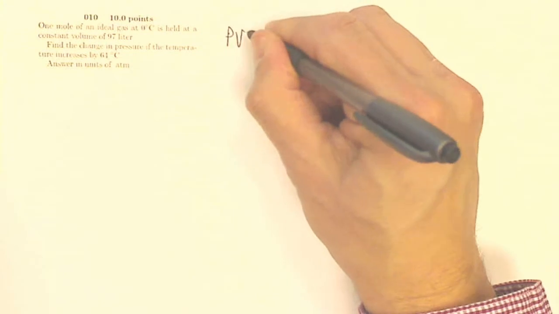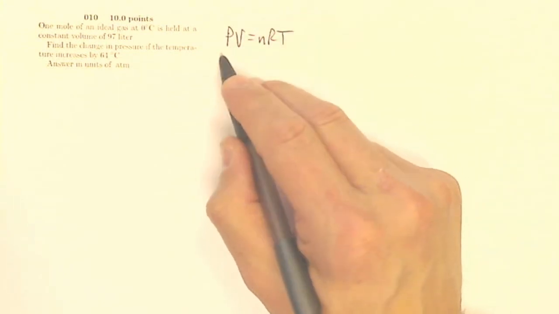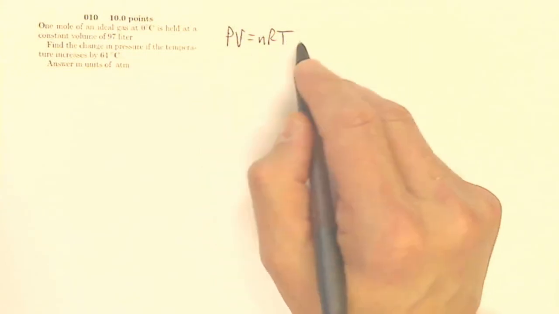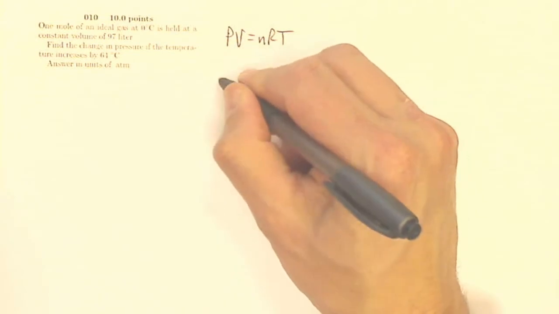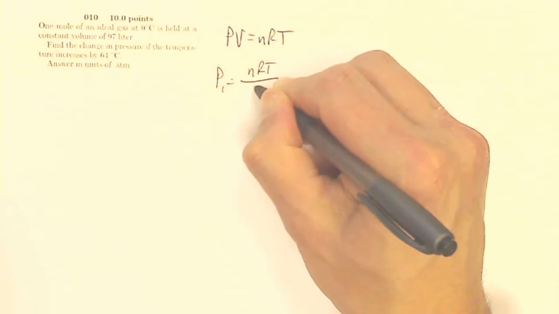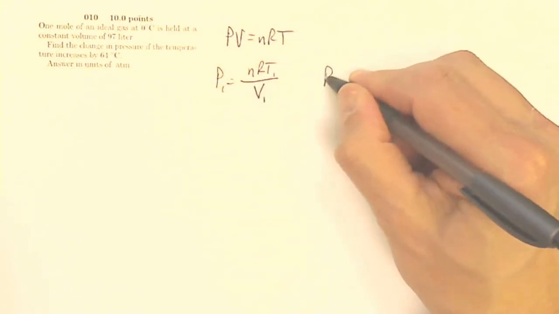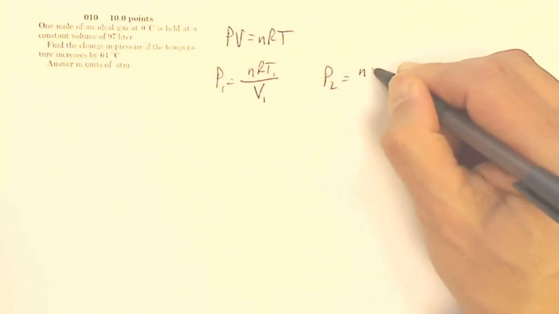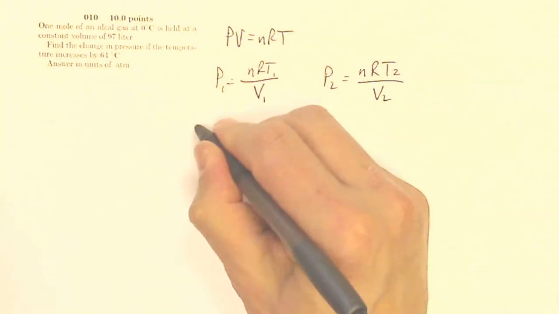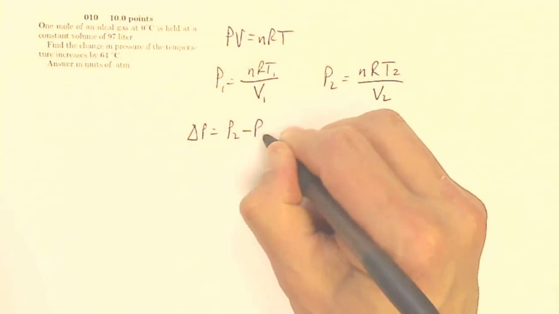Well, I've got PV equals nRT. If I want a delta P, then it's going to relate to a delta T. So really, my initial pressure is going to be nRT1 over V1, and my new pressure is going to be nRT2 over V2. So my delta P is going to be my P2 minus my P1.